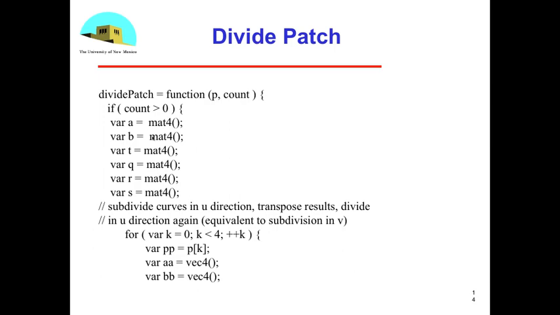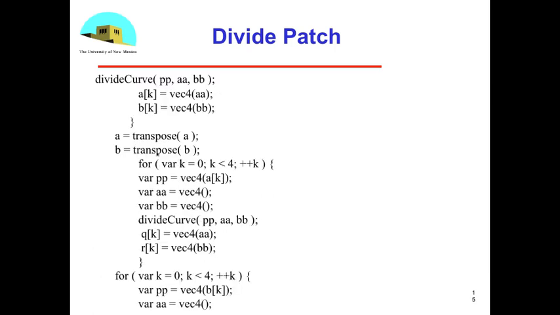I'm creating a bunch of matrix 4s, 4 by 4s, to include the data. There's a divide patch function, which is the key to all of this, and it's going to use the divide curve function to give me the subdivisions in both U and V. So I set it all up and go through this. I subdivide in one direction. I then transpose the data, which means I could go through exactly the same thing by switching U and V through the transpose.